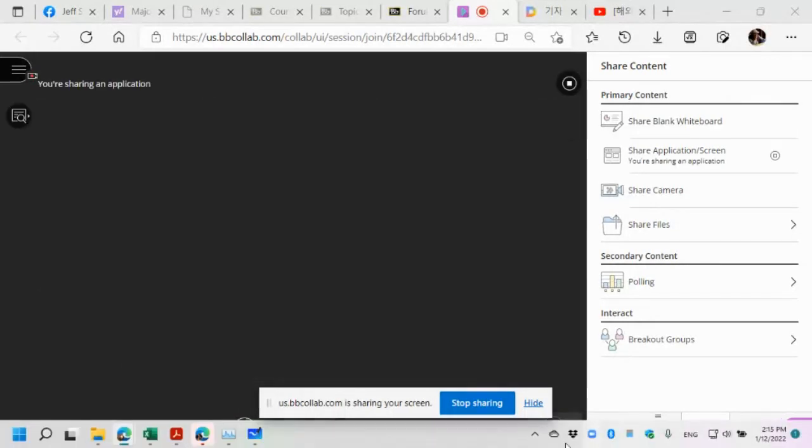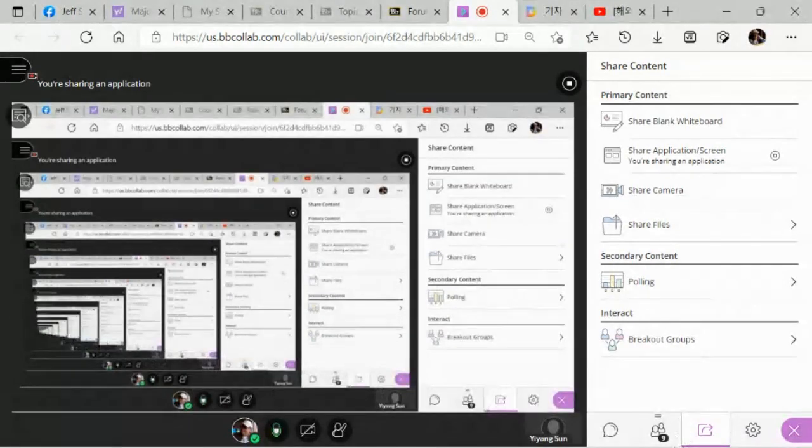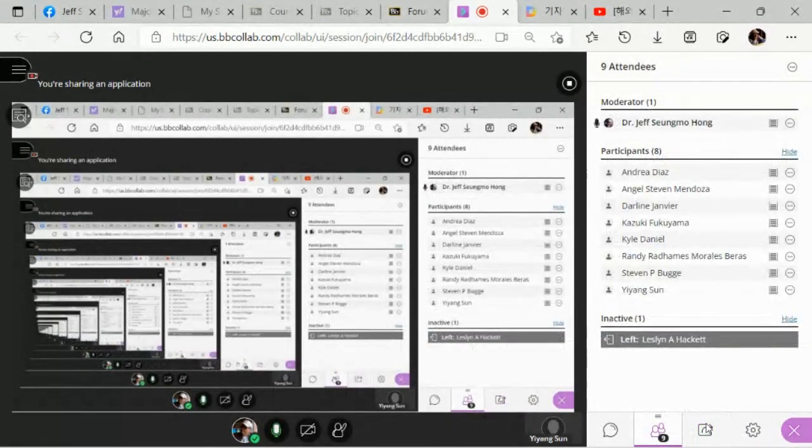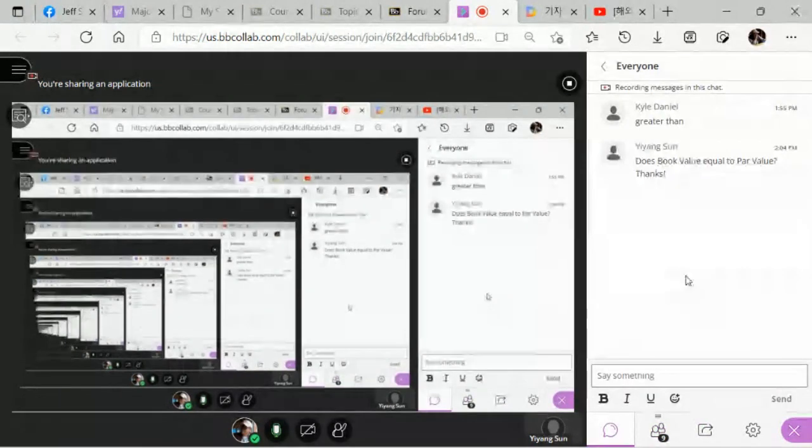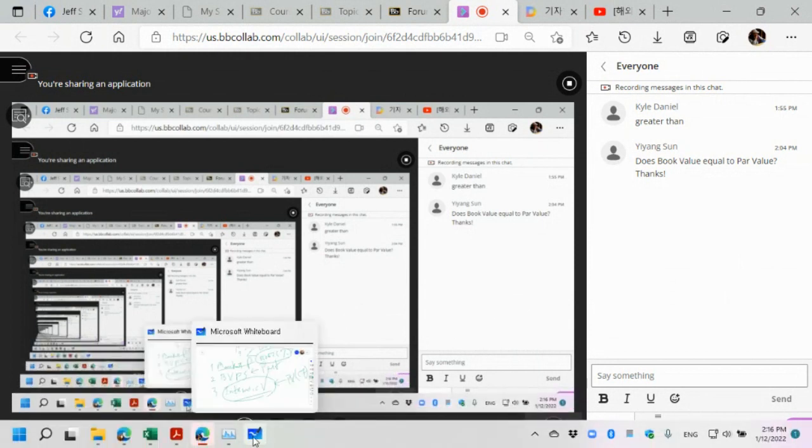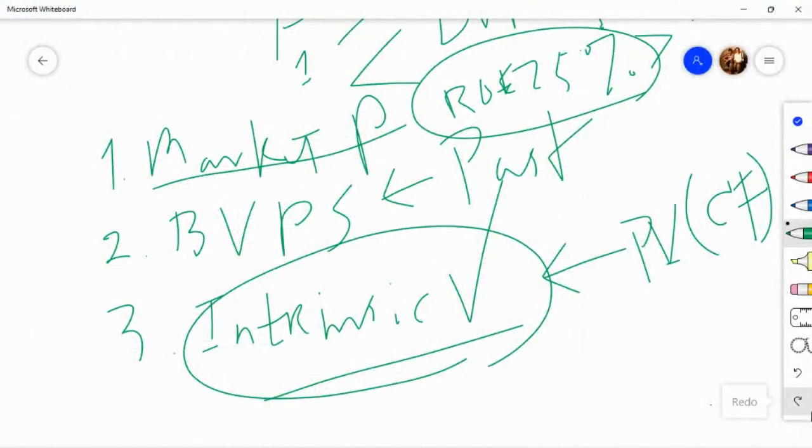So before we went into break, Yang posted a question in the chat box. The question was, does book value equal par value? My answer was no. Why? Let me show you this.